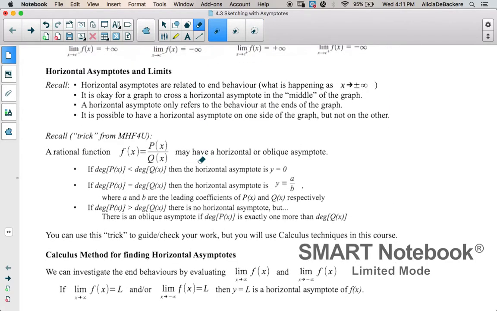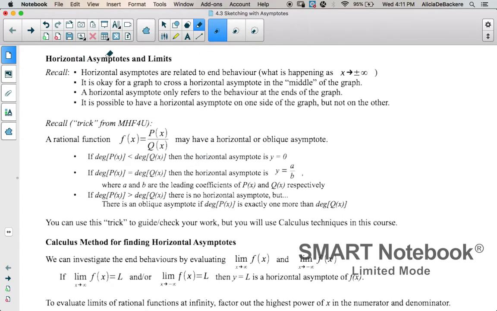All right. The next part is horizontal asymptotes and limits. So we need to remember that horizontal asymptotes are related to end behavior. So I am talking about what's happening at the end of the function as x approaches positive or negative infinity, and that's how we wrote it in advanced functions. As x approaches positive infinity, comma, y approaches what? And then same thing for the negative infinity.